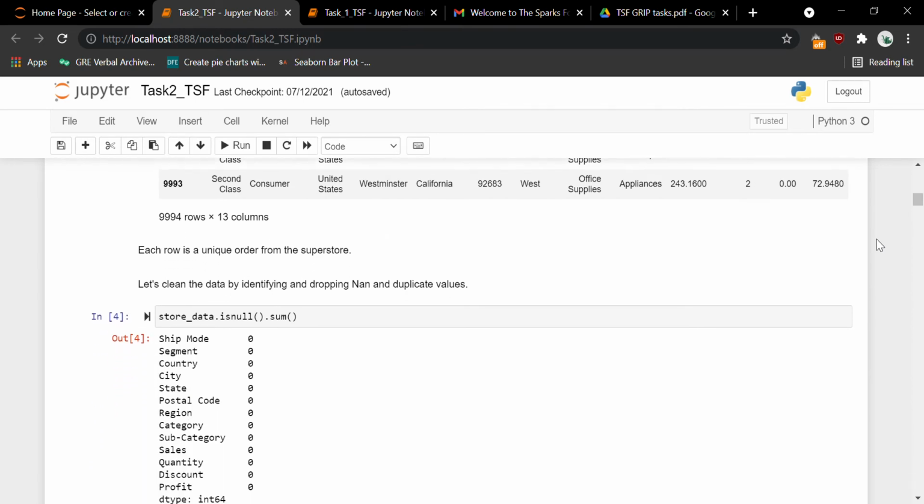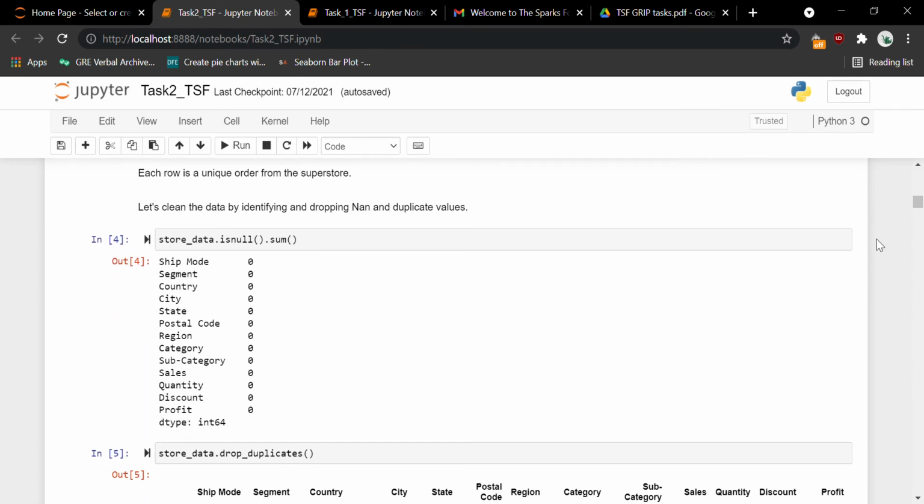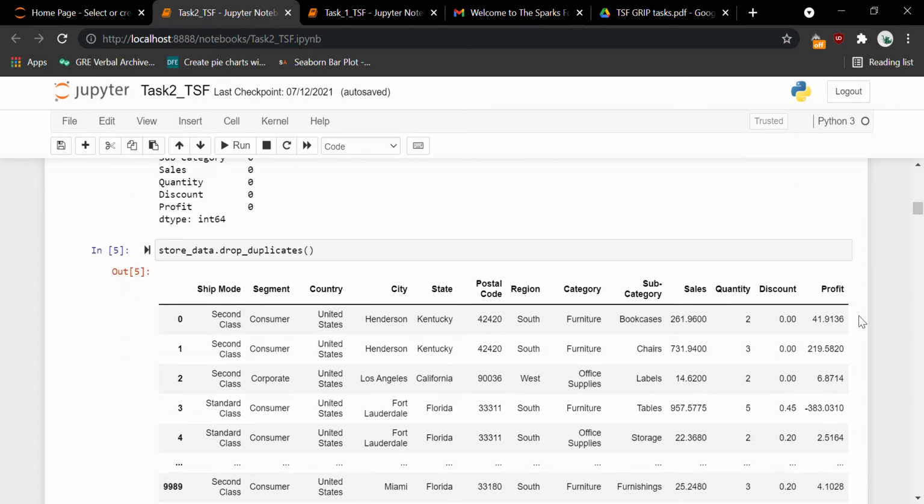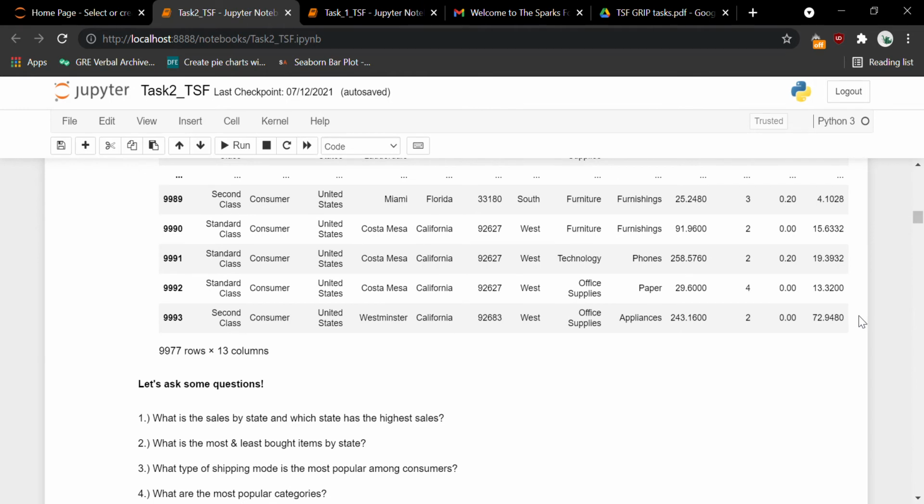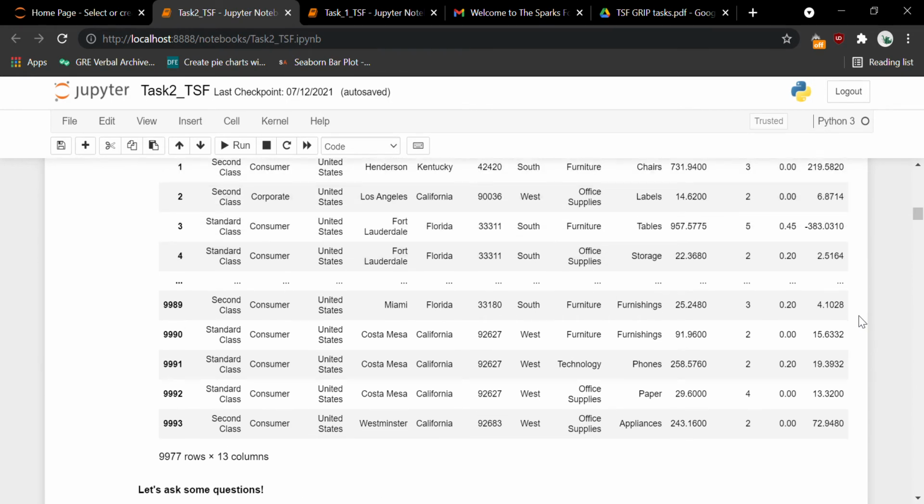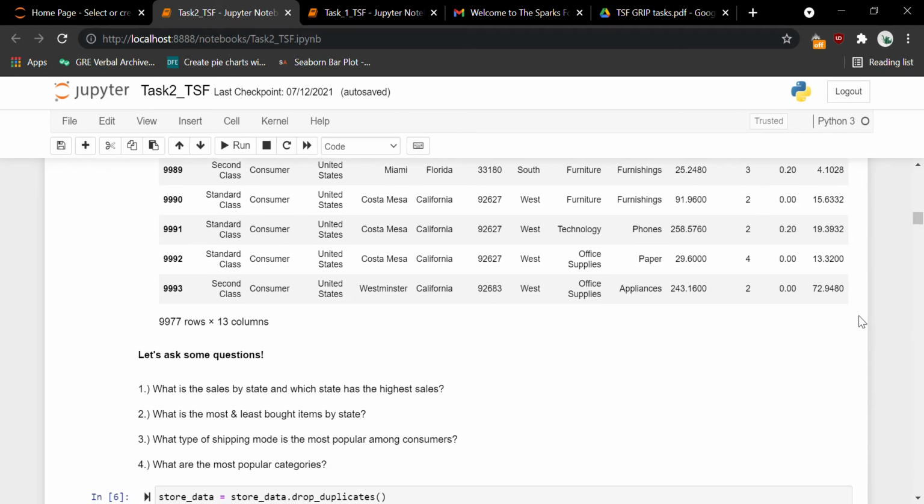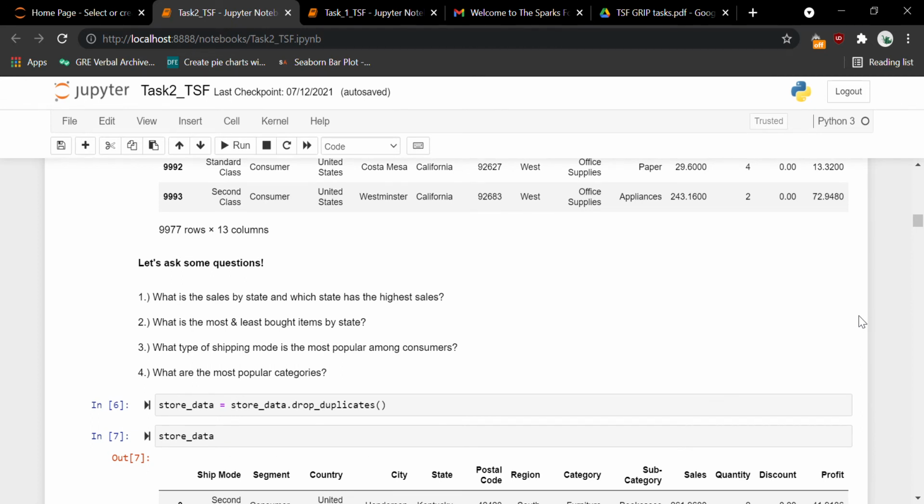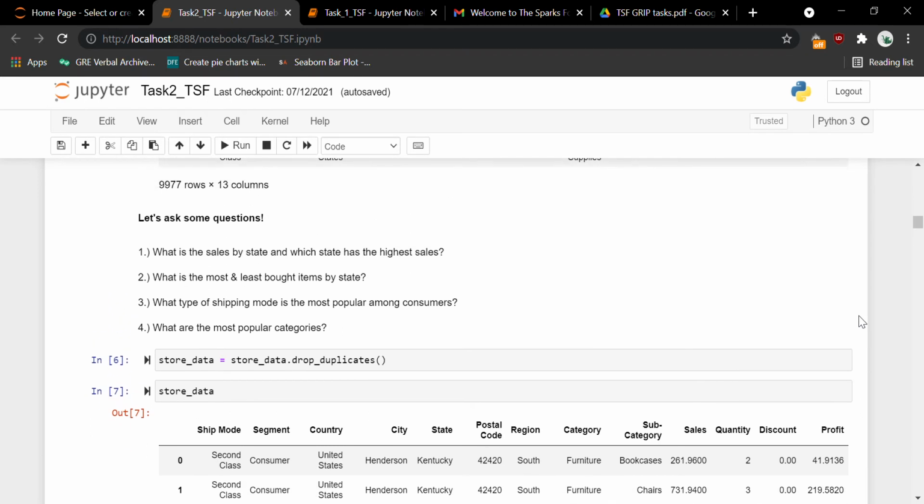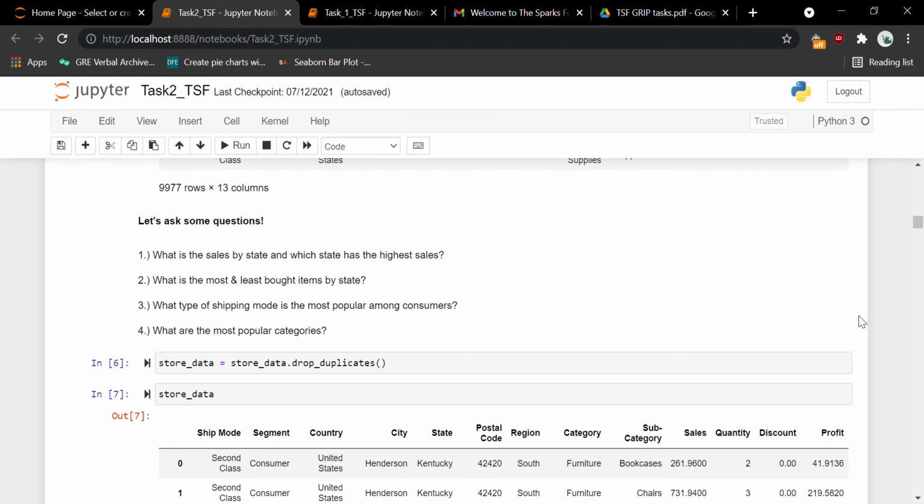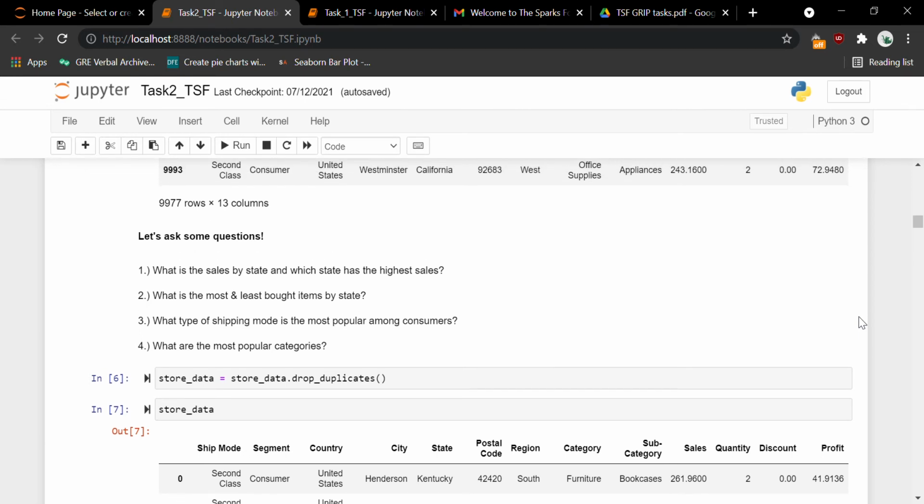attributes of an order. Let's check for any NaN and duplicate values, that is using this code. Okay, so you can see that there are nearly 20, 23 duplicate values which we clean off. And as a good data scientist, let's talk about some questions, obviously.